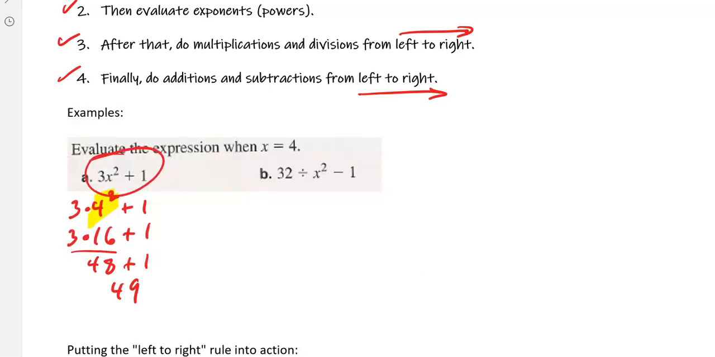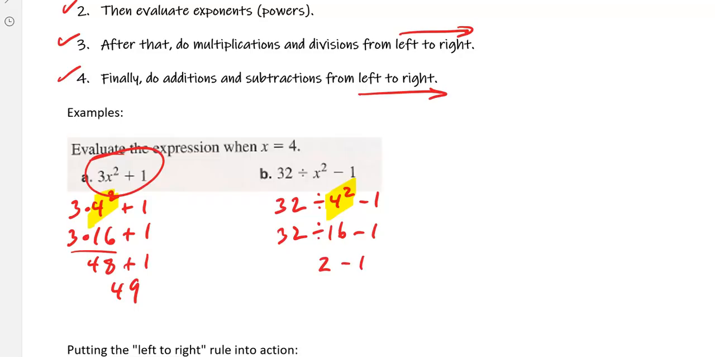Okay, so we're looking at 32 divided by 4 squared minus 1. There are no grouping symbols, no parentheses, so we go to the exponents. 4 squared, so that's 4 times 4 again, that's 16. So 32 divided by 16 minus 1. Well, 32 divided by 16 is 2.